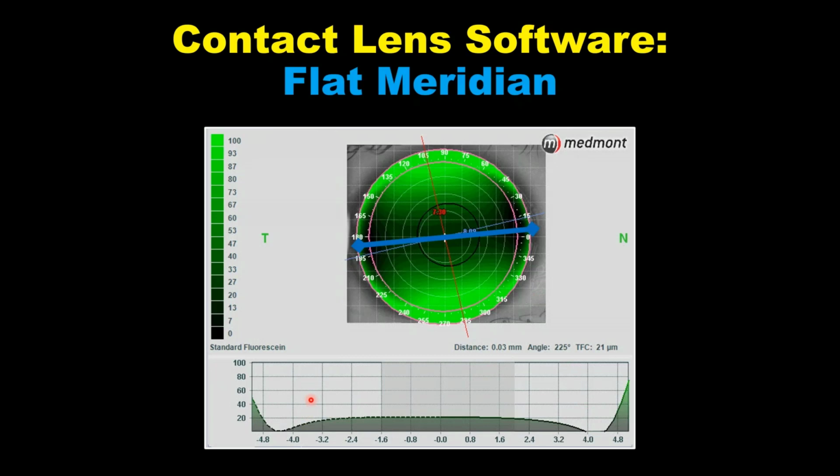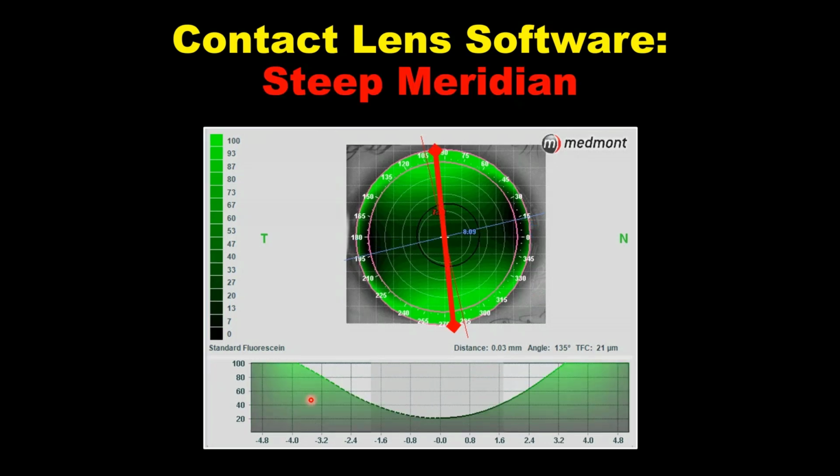When we switch over to the steep meridian and look at that vertical, the red line, then we notice that where the elevation of the eye is changing so radically, we're going to get all of this fluid. So it makes sense, doesn't it, that the flat meridian would have all the bearing and the steep meridian would have all of the vaulting.